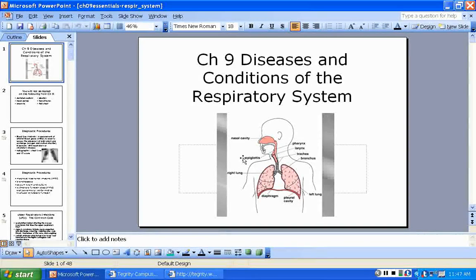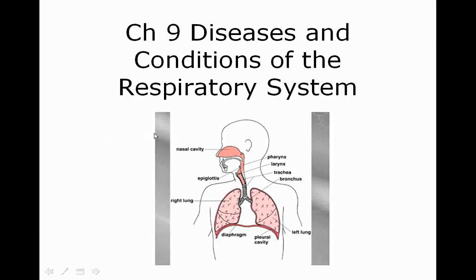This is Chapter 9, Diseases and Conditions of the Respiratory System. And as usual, the first thing you should do is review the parts of the respiratory system. You can do that with an anatomy book or probably your medical terminology book if you've used Language of Medicine. And Chapter 9 of the Essentials of Human Diseases and Conditions has a good review of what they title the orderly function of the respiratory system.